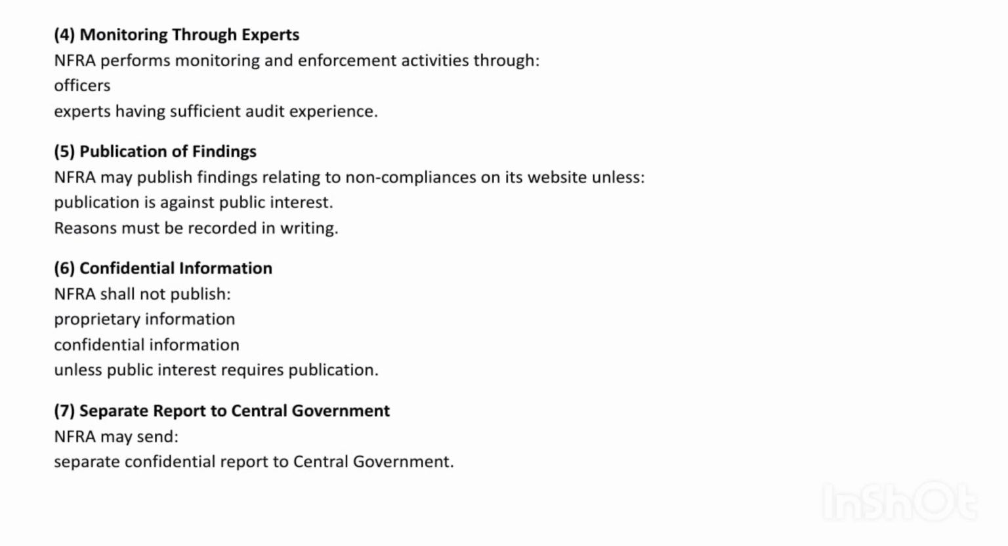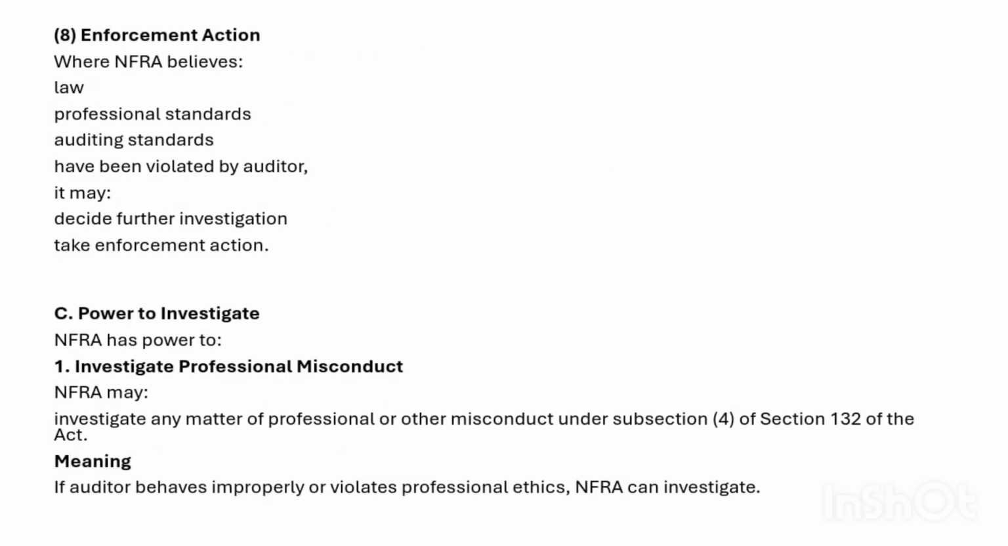Next point is confidential information. NFRA should not publish proprietary information as well as the confidential information unless public interest require publication. Next point is separate report to central government. NFRA may send separate confidential report to central government. Next is enforcement action. So where NFRA believes law, professional standards, auditing standards have been violated by the auditor, it may decide further investigation or take enforcement action.